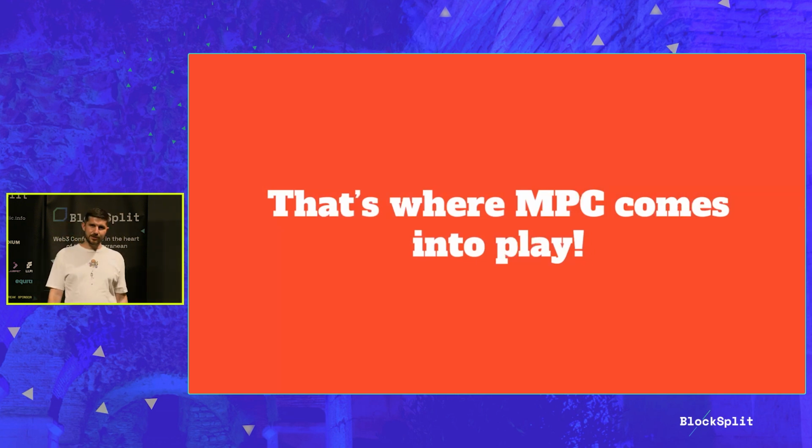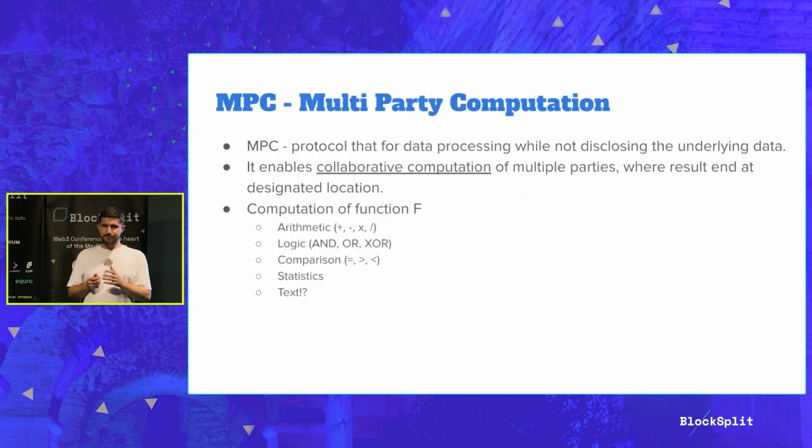It enables us to calculate some results based on data from multiple parties without revealing that data. So when we go into a straight definition of this technique, basically MPC is a protocol for data processing while not disclosing the underlying data. It enables the collaborative computation of multiple parties where the end result ends at a certain designated location that we define.